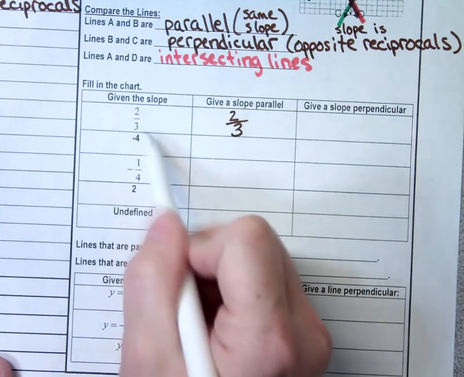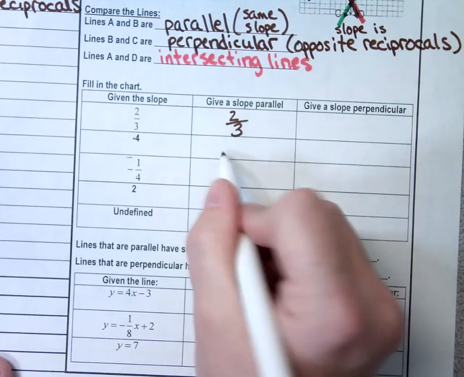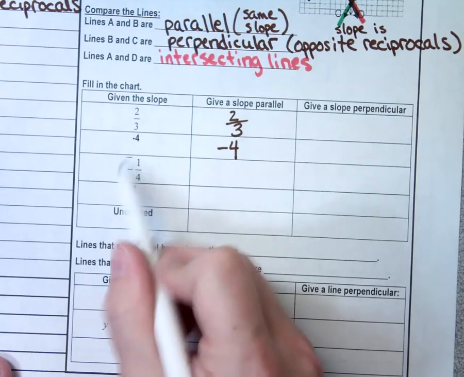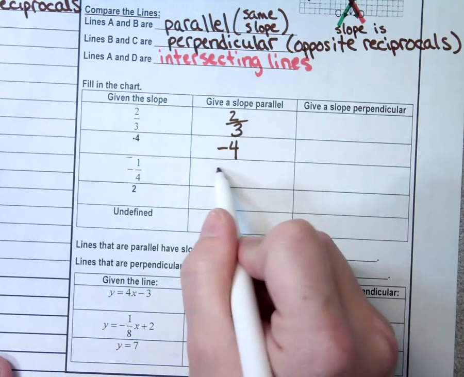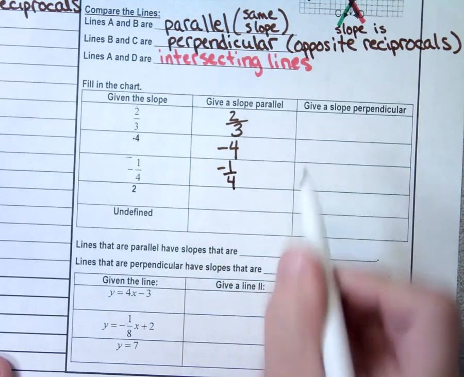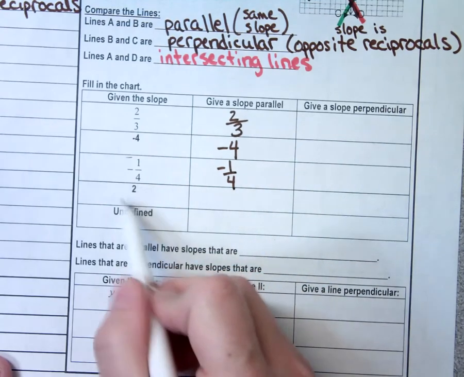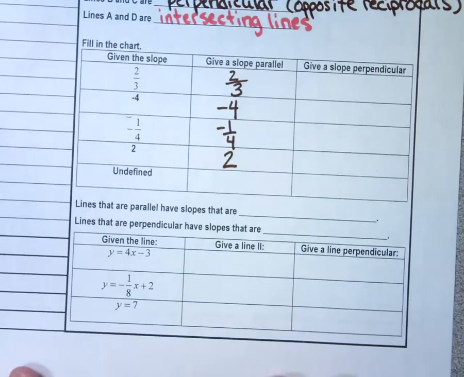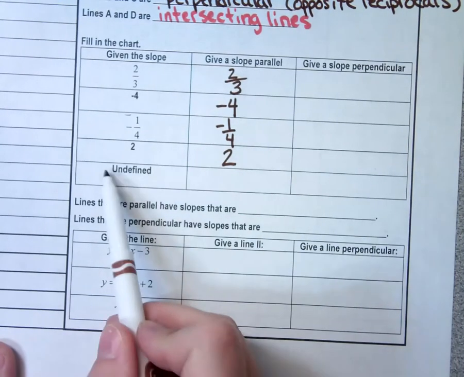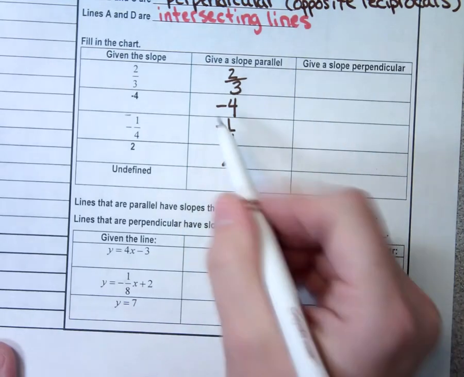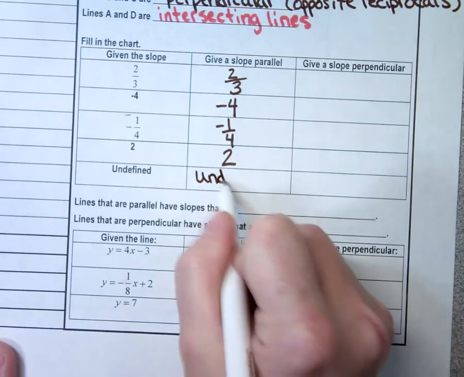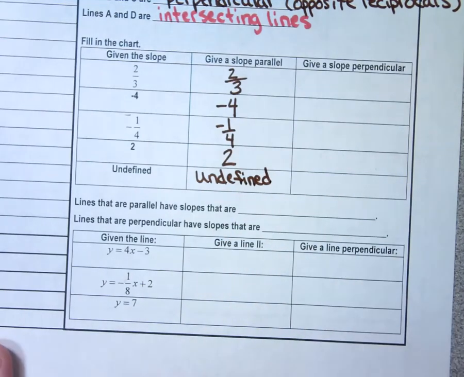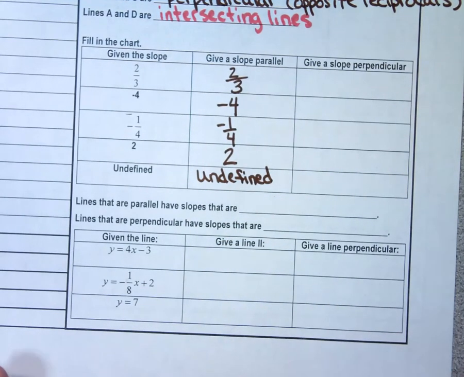If a line has a slope of -4, a parallel line has to have a slope of -4. If a line has a slope of -1/4, a parallel line has to have a slope of -1/4. If a line has a slope of 2, a parallel line has to have a slope of 2. If a line has a slope that's undefined, a parallel line has to have a slope that's undefined. And that's because parallel lines have same slope.